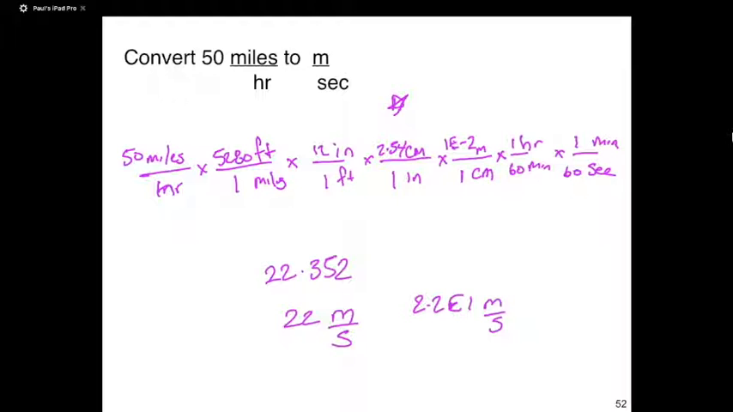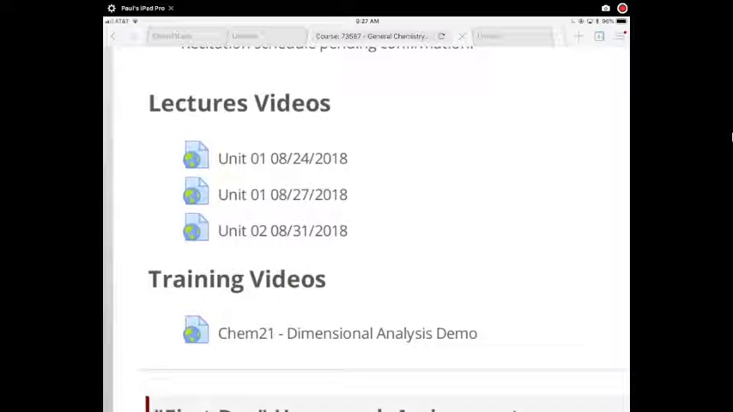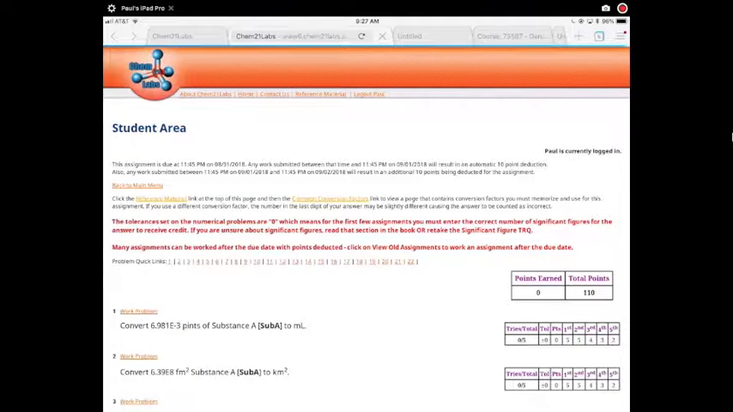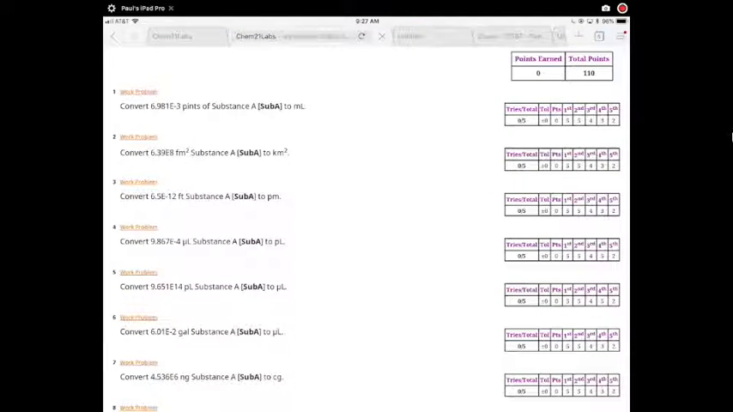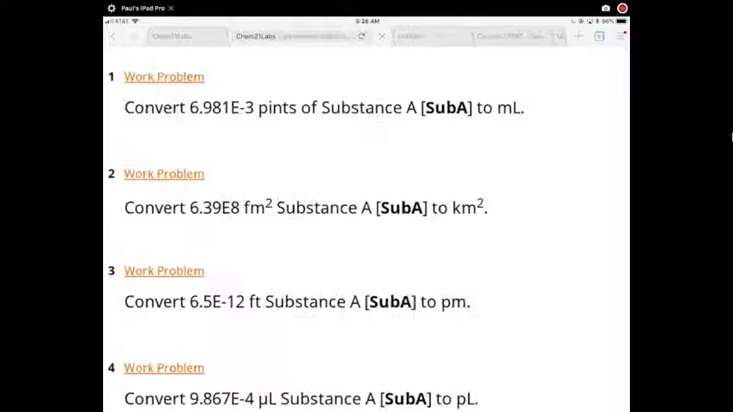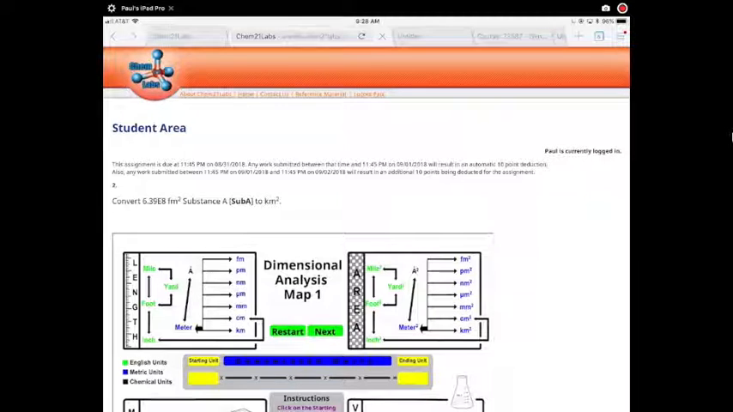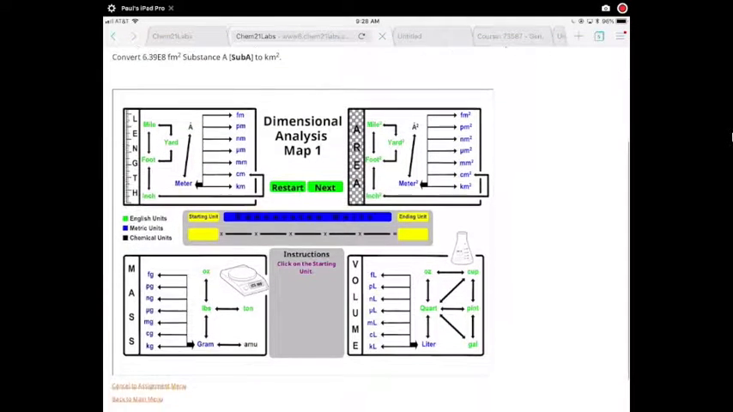Ooh, this is different. What is different about this one? We have squared stuff. Okay? All right. Here we go. It looks kind of like problem number 2 on mine. So I'm going to work this problem. The number is 6.39 e to the 8th f meters.